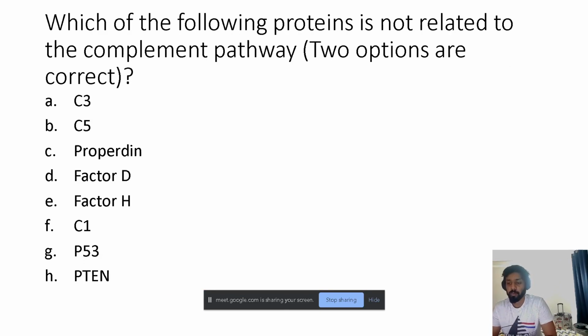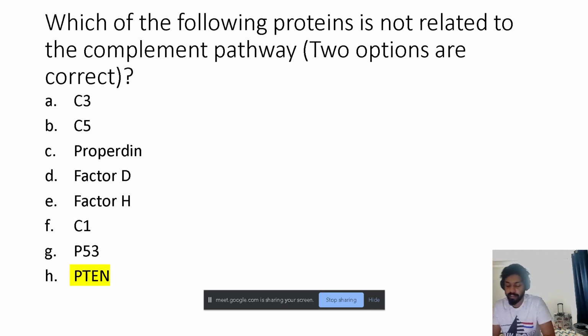Okay, which of the following proteins is not related to the complement pathway? Two options are correct here. C3, C5, properdin, factor D, factor H, C1, P53, and P10. Any guesses? So option G and H. Okay, so G is also the correct answer.